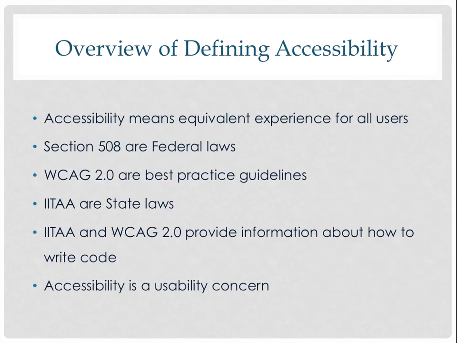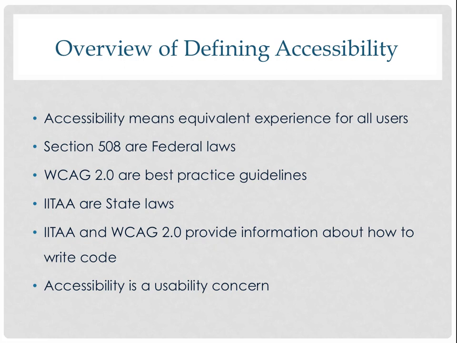To review this section, the main goal of accessibility best practices is to provide an equivalent experience for all users. Section 508 are the federal laws that govern IT accessibility. WCAG 2.0 are the best practices guidelines proposed by the web community. They include specific examples of code and how to meet Section 508 requirements. IITAA are the state laws that govern IT accessibility, and they include references to WCAG 2.0 best practices as a way to fulfill legal requirements.